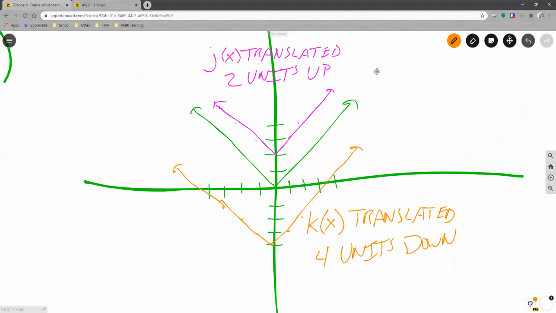If I'm thinking about domain and range, for all of my functions here, they all have the same domain.